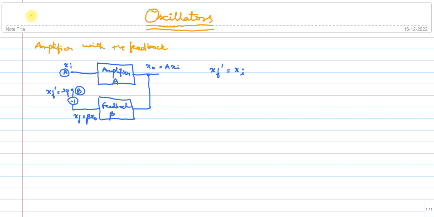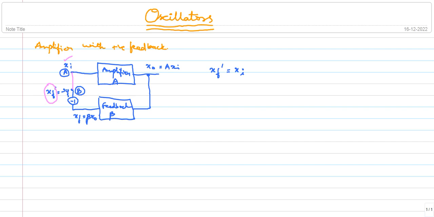Then to make it self-sustained, I can simply connect this point B to A, so that xf dash is supplied to amplifier A. But now xf dash is equal to xi, so it will go to another round, and in a similar fashion it will run by itself. So at a later instant you can remove the input signal xi completely. Okay, this is what exactly happens here.